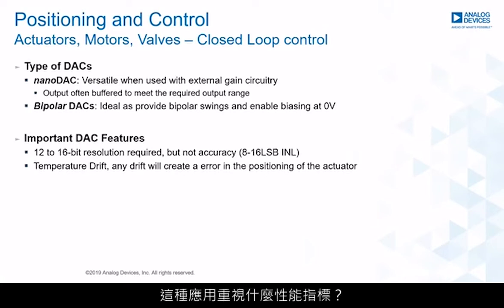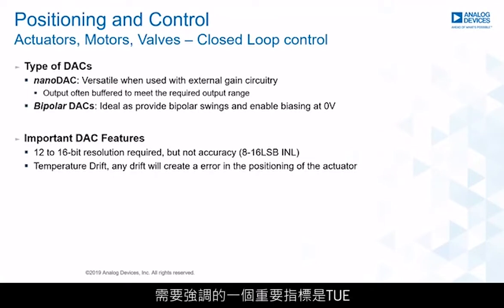What is important in this application? For the majority of applications, 12 bits is sufficient, but there is a trend towards 16-bit resolution for more precise control. As mentioned earlier, INL accuracy of 8 to 16 LSBs is sufficient, as the feedback will compensate for any accuracy error. Temperature drift is an important specification to note, as any drift in the electronics will create an error in the positioning of the transducer.